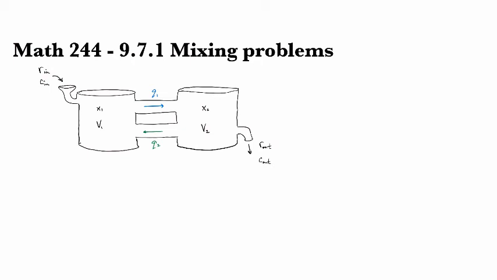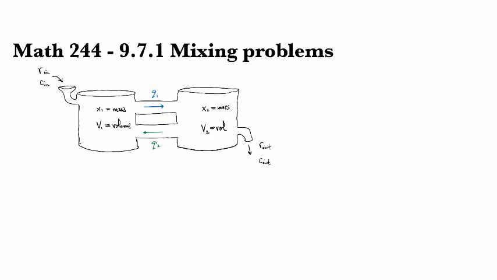As an application of coupled systems of ODEs, we're going to look at a mixing problem where now we've got two tanks. So we're going to have X1, the mass of the solute in the first tank, and V1 is going to be the volume of the fluid, the solution, in the first tank. And X2 will be the mass in the second tank, and V2 will be the volume in the second tank.